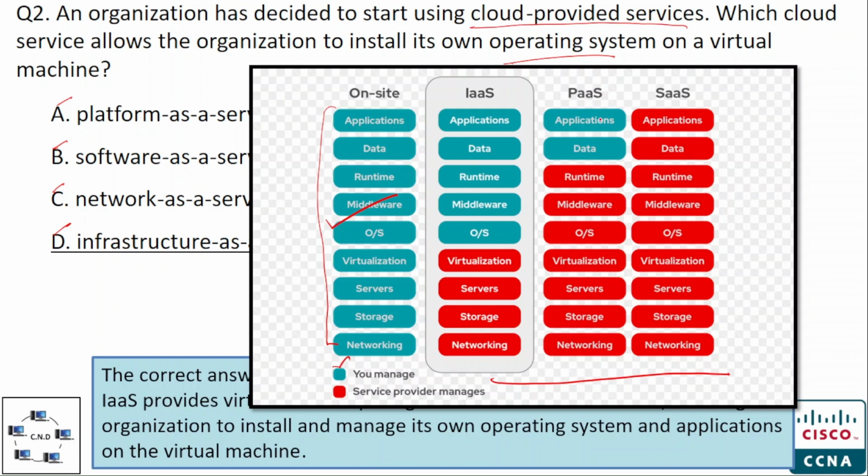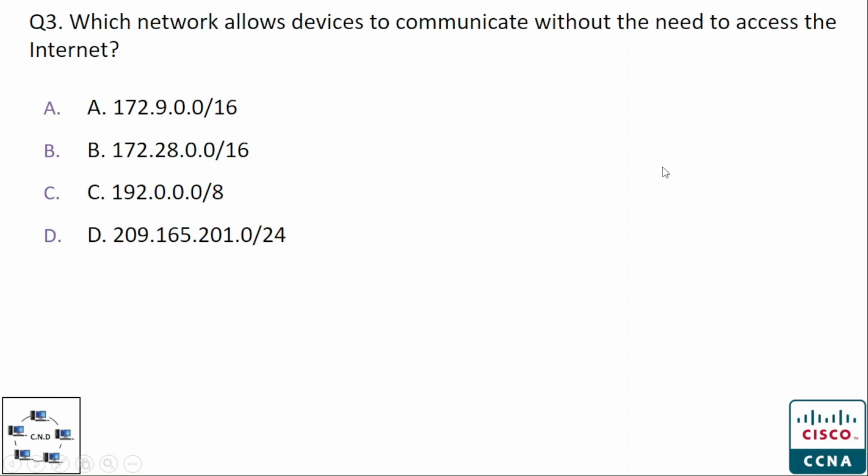Similarly, in platform as a service, only the application and data can be managed by the client, while the rest is managed by the service provider. While in software as a service, the client only uses the software, having no ability to configure or manage the underlying infrastructure, including the application, data, and runtime environment as well.